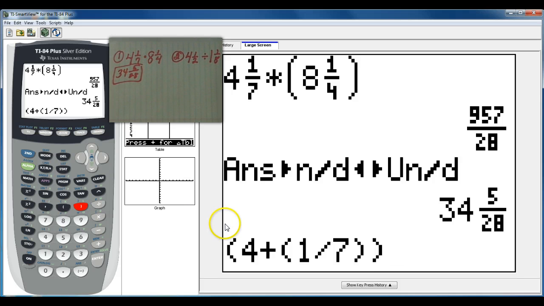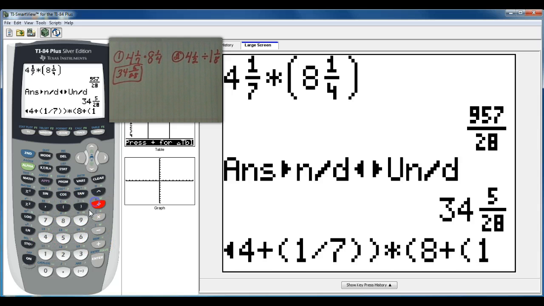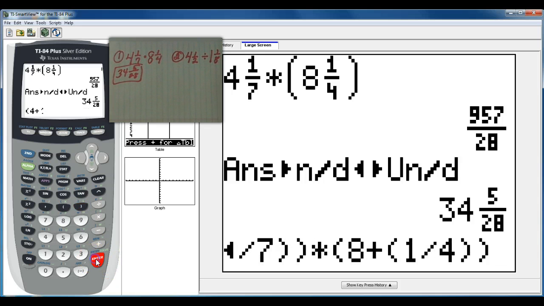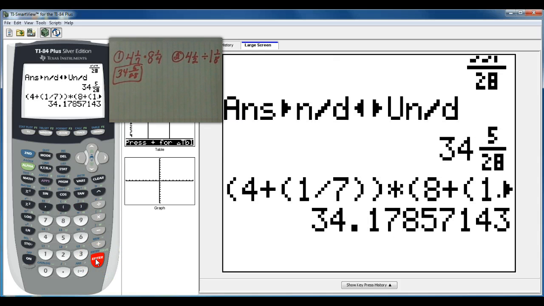Then close the parenthesis, and then that's times another set of parentheses, 8 plus, and then 1/4 gets its own parentheses. And then you have to close the parentheses. You hit enter, and it'll give you a decimal. All right. Remember, you can subtract out the whole number, 34, and then hit math, enter, to get your decimal into a mixed number format.